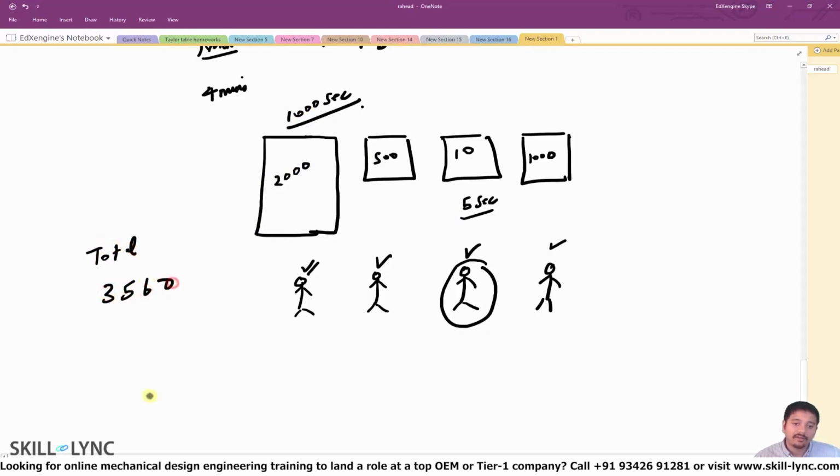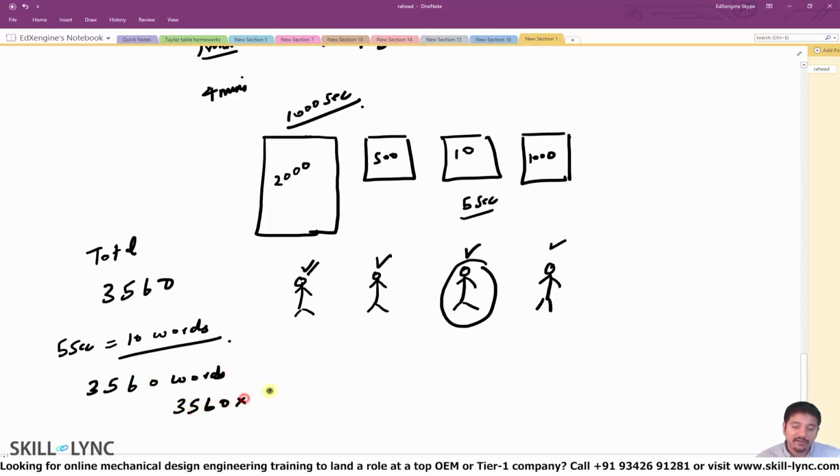3560 words, correct? And if I'm reading this with a single user, now if I just ask a single user to read all of these 3560 words, it is going to take 5 seconds to read 10 words, correct? So which means to read 3560 words is going to be taking 3560 multiplied by 5 divided by 10, correct? And this is going to be equal to approximately 1700 seconds. So this right here is the amount of time that it's going to take for a single person.